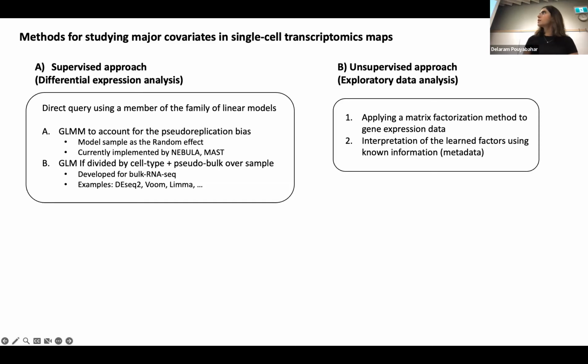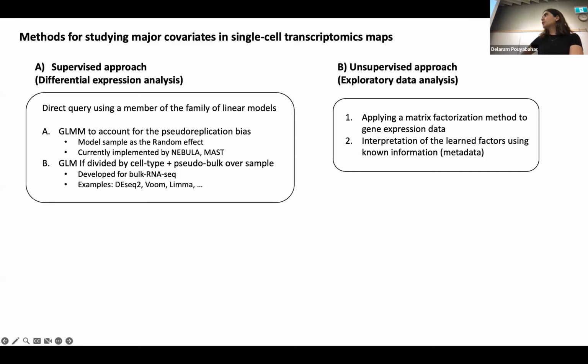The first one is generalized linear mixed models. They've been developed to account for the pseudo-replication bias of single cell data. What we usually do is model sample as a random effect. Some of the popular implementations are Nebula and MAST. If you're using droplet-based data, usually Nebula is preferred.